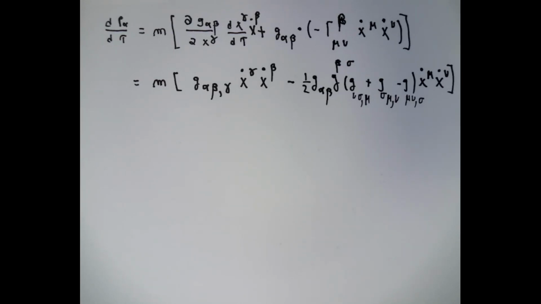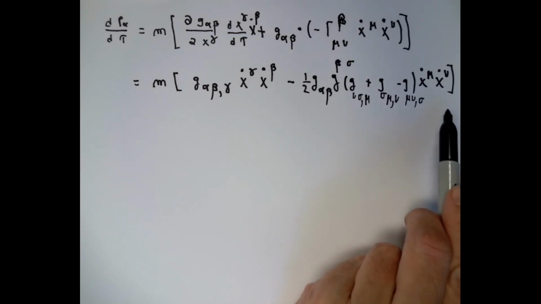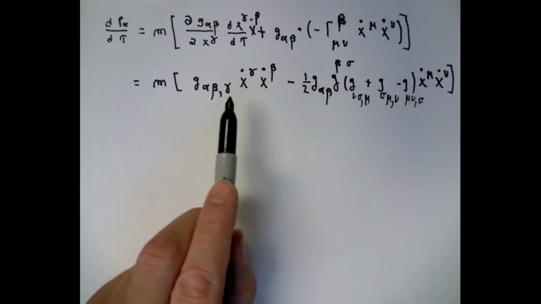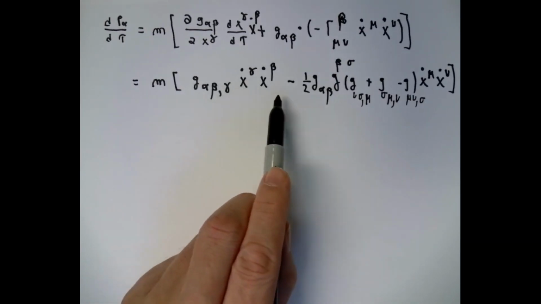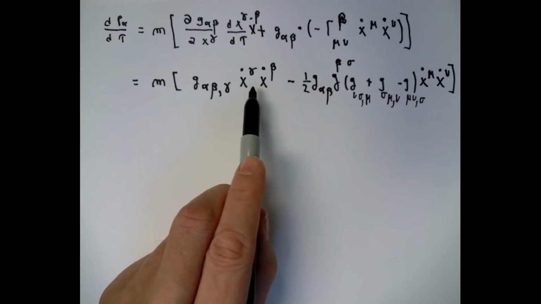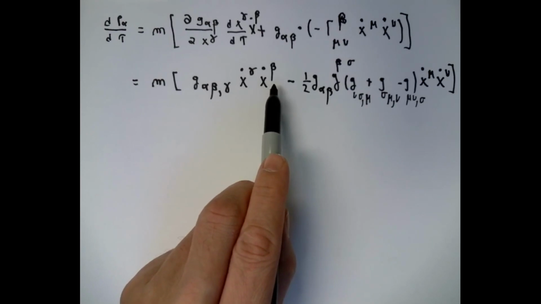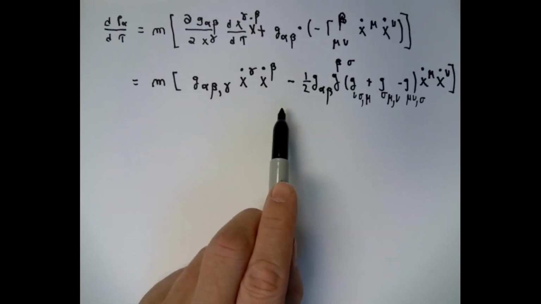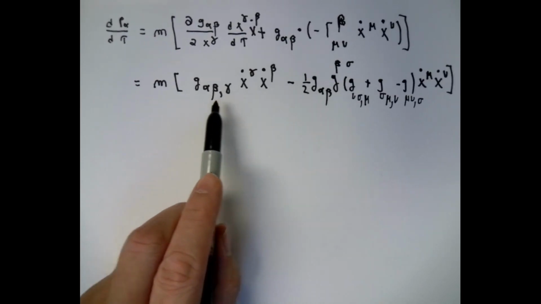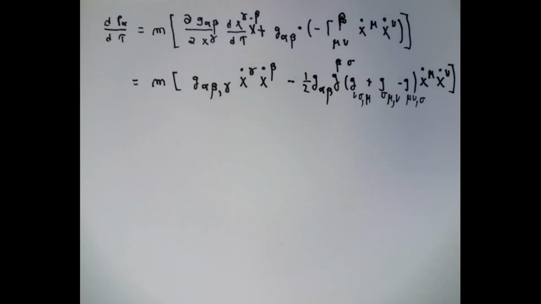I'm going to relabel that first term. Here, the derivatives are taken from x mu and x nu. Here, from x gamma and x beta. I'm going to rename gamma to mu and beta to nu. There is no naming conflict because in this first term there is no mu and nu as it stands.